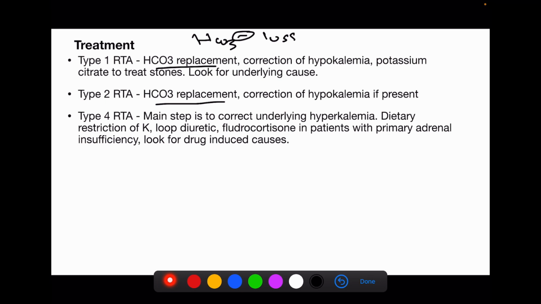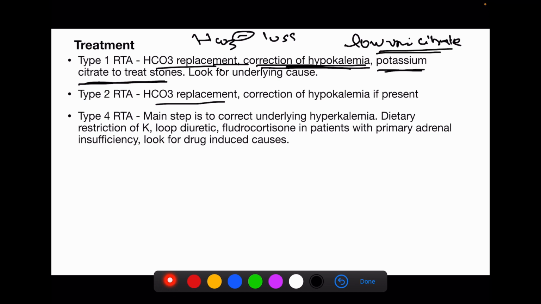And for type 1 RTA, you replace bicarbonate, of course, and you correct the hypokalemia. As I told before, the degree of hypokalemia can be severe, so you need to correct it more aggressively. And you can give potassium citrate to treat the stones. So why do you give potassium citrate? I just told you that there will be low urine citrate, hypercalciuria, and alkaline urine. So to treat all that, you can give potassium citrate, okay, to treat the stones. And you should always look for the underlying cause. It could be any autoimmune condition, or multiple myeloma, or drugs. You look for the underlying cause.